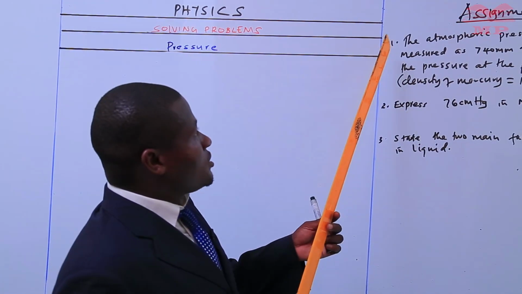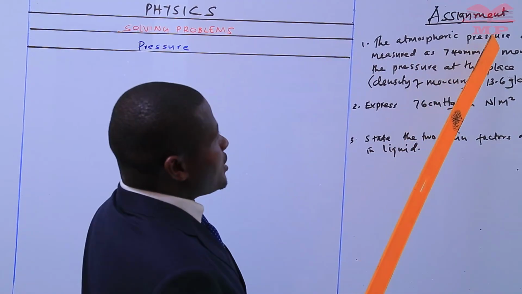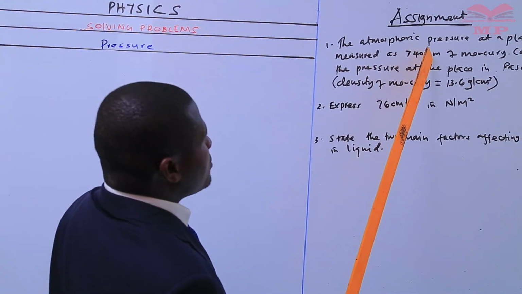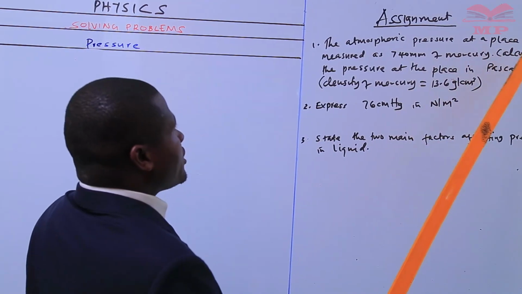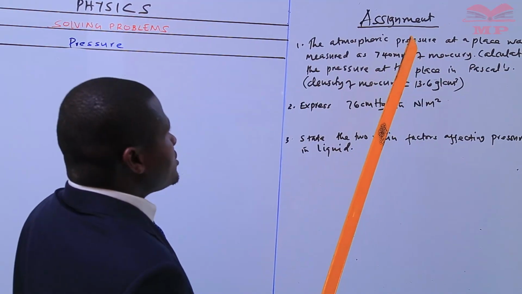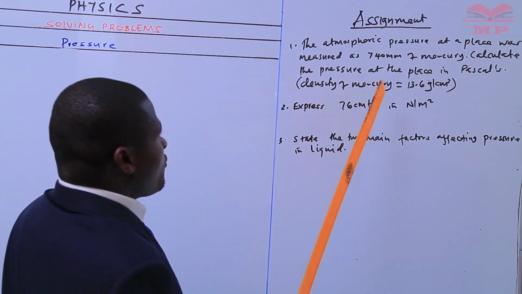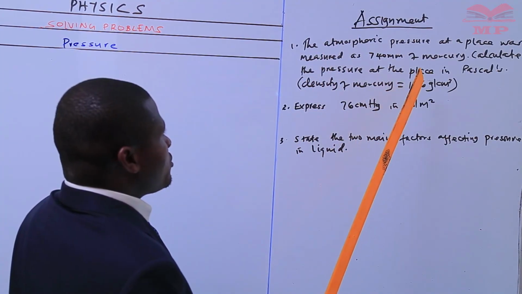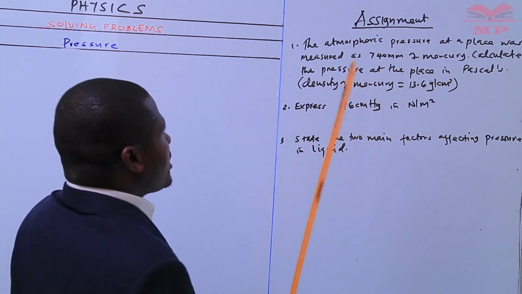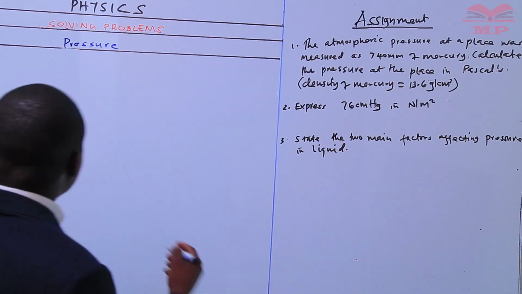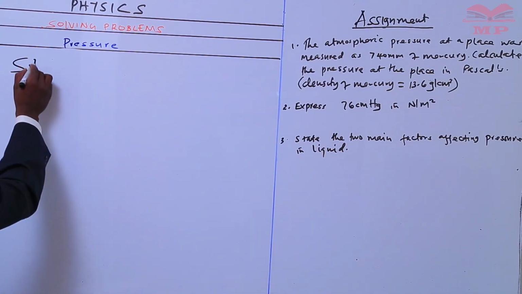The first question: the atmospheric pressure at a place was measured as 740 millimeters of mercury. Calculate the pressure at the place in pascals. Density of mercury is 13.6 grams per cubic centimeter. So, solution for question 1.